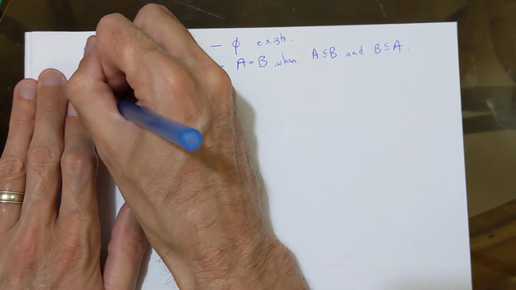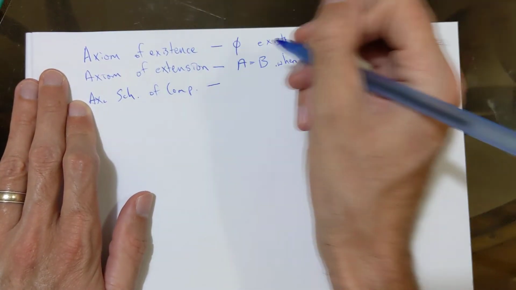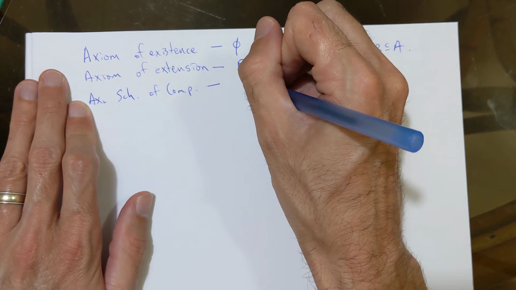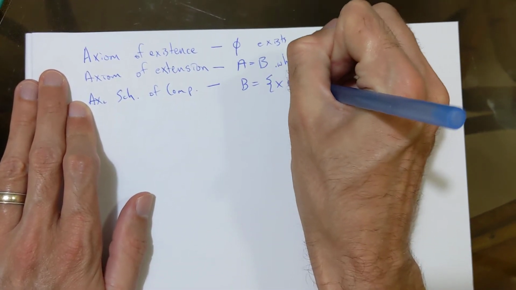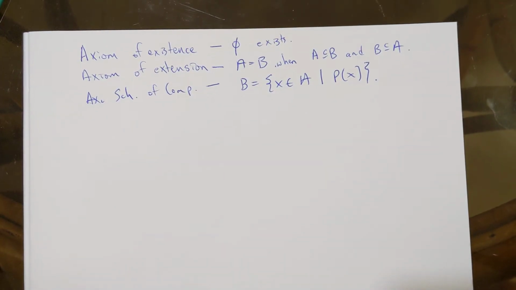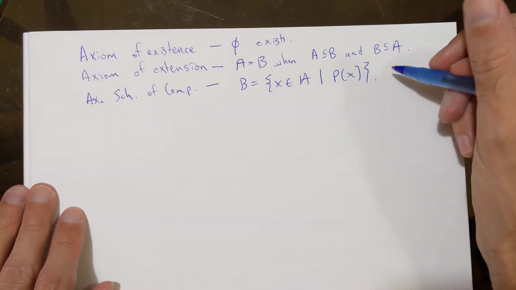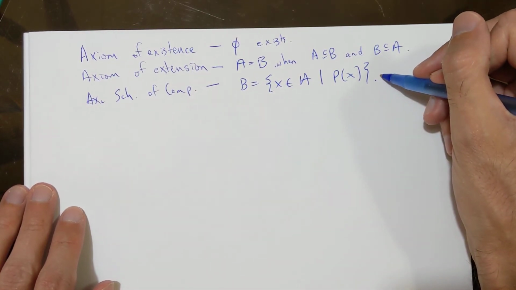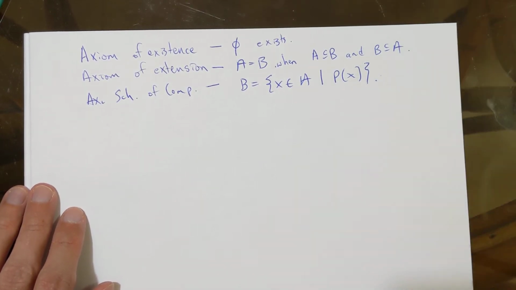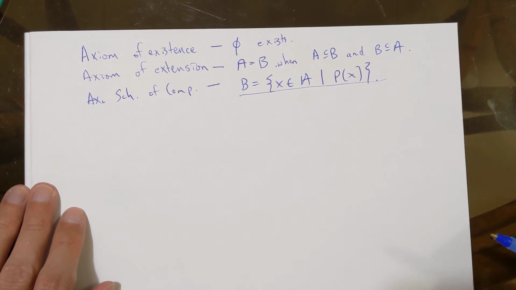And then we have the axiom schema of comprehension, which allows us to define the set B, which is all the x's such that P of x. That's what the axiom schema of comprehension gives. And we had a proposition that tells us that if B and B prime are two sets given by the axiom schema of comprehension, then B equals B prime. So that makes this notation justified.